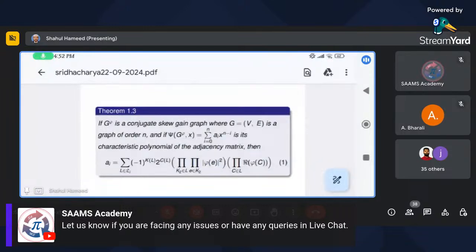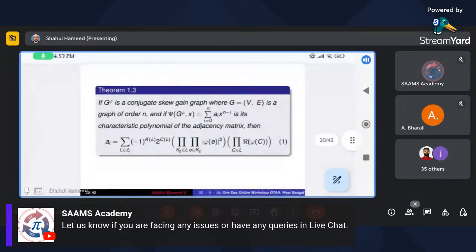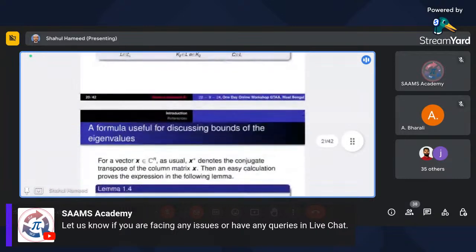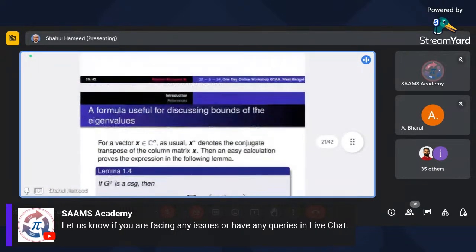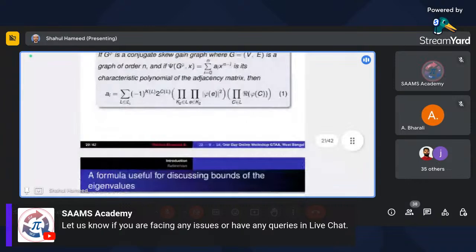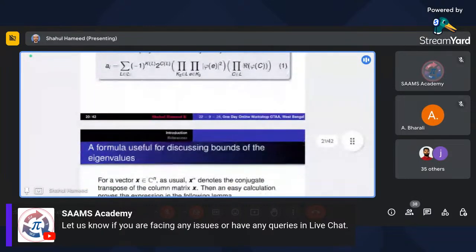I will say that it's a beautiful interplay between linear algebra and graph theory. So this is about the computation of the coefficients of the characteristic polynomial with the help of features from the graph. Let me move ahead. If you want the details, it is simple to calculate because it is done with the help of the determinant expansion.